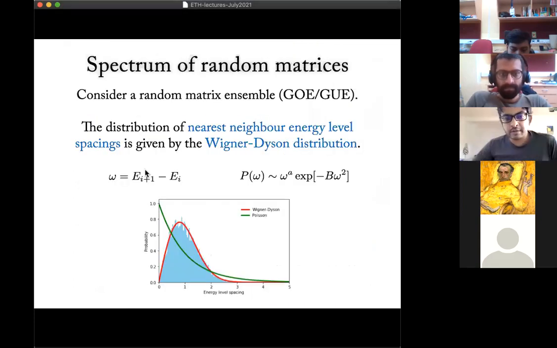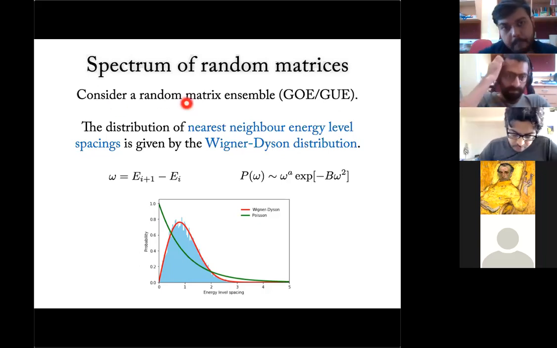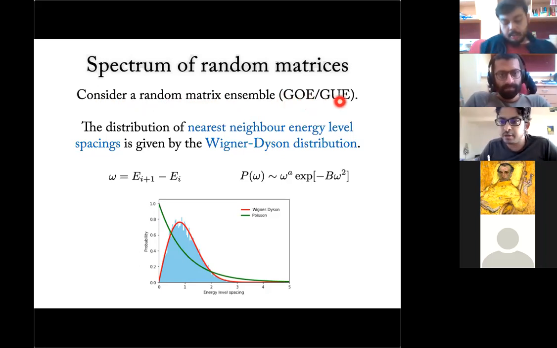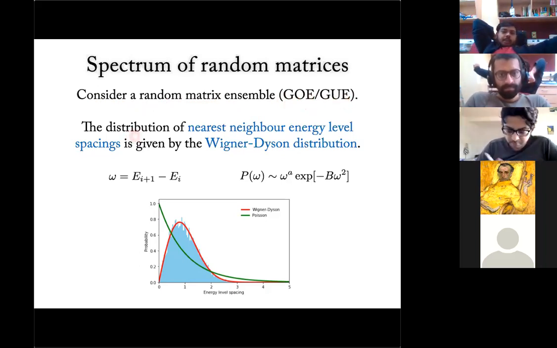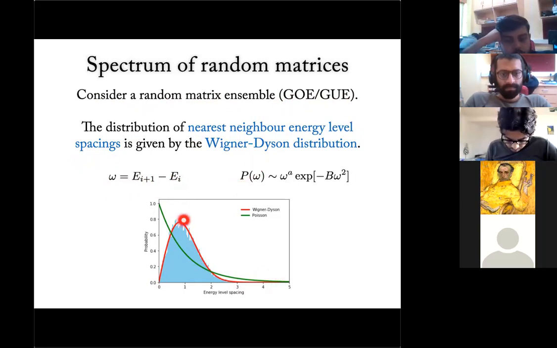Okay, so let's consider the spectrum of random matrices. You're probably familiar with this already from the lectures on random matrix theory, but this is just a short summary. So consider a random matrix ensemble. It can be a GOE or a GUE. You can take one typical member of this ensemble and look at the distribution of nearest neighbor energy level spacings, which is this. This was defined as delta in the previous slide and this is omega here. So this is the difference between the level spacings, and you can plot this and it takes the form of this Wigner-Dyson distribution, and the form of this curve is given by this. I hope this is clear.